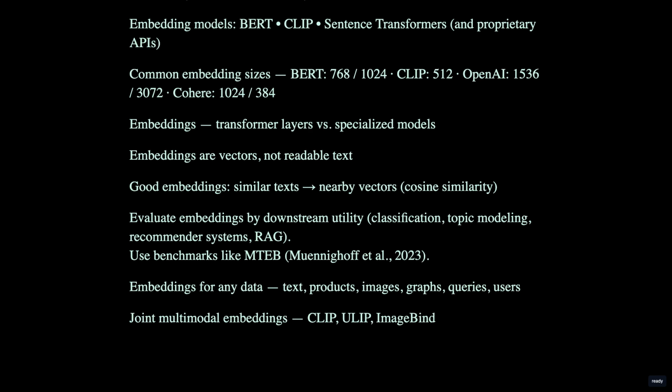CLIP showed how to align text and images in one space. ULIP extended this to include 3D point clouds alongside text and images. ImageBind goes further, learning a single embedding across 6 modalities, for example, text, images, and audio. These unified representations enable cross-modal retrieval, zero-shot transfer, and multi-sensor reasoning.